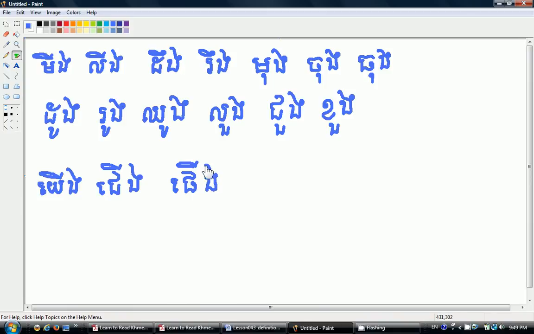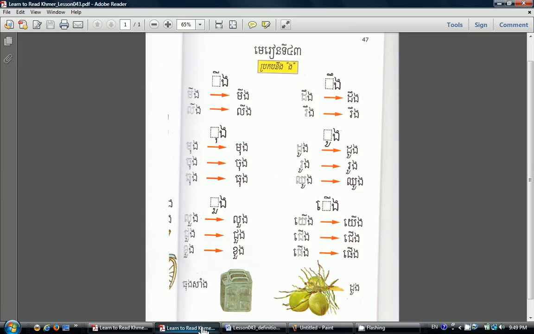Okay. So for your assignment, please read each one of these words 5 times and write them 5 times as well. Okay. So now let's review our lesson 43. Again, lesson 43 in Khmer we say Merian Tisai Sabai. It's on page 47. Page 47 in Khmer we say Tumpo Tisai Saprampi.